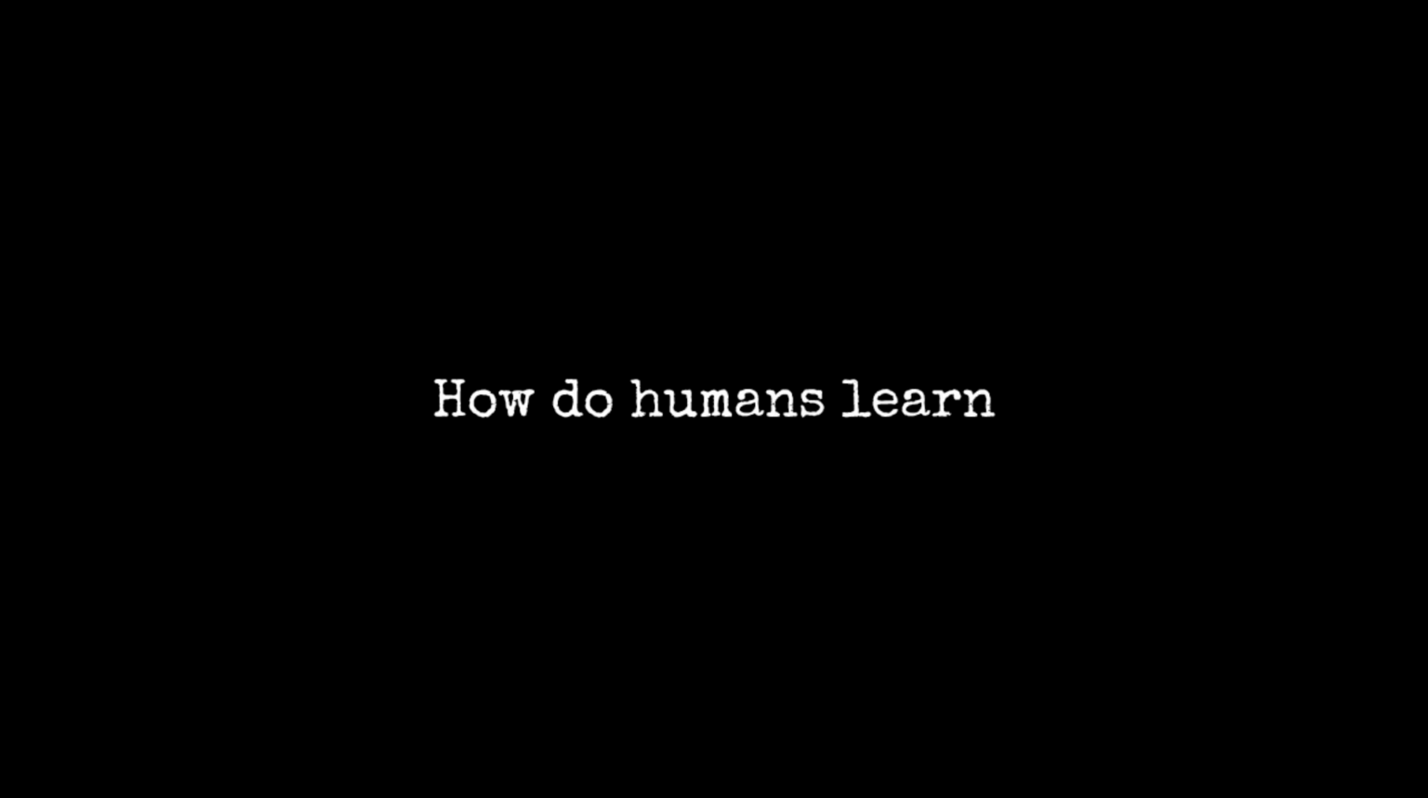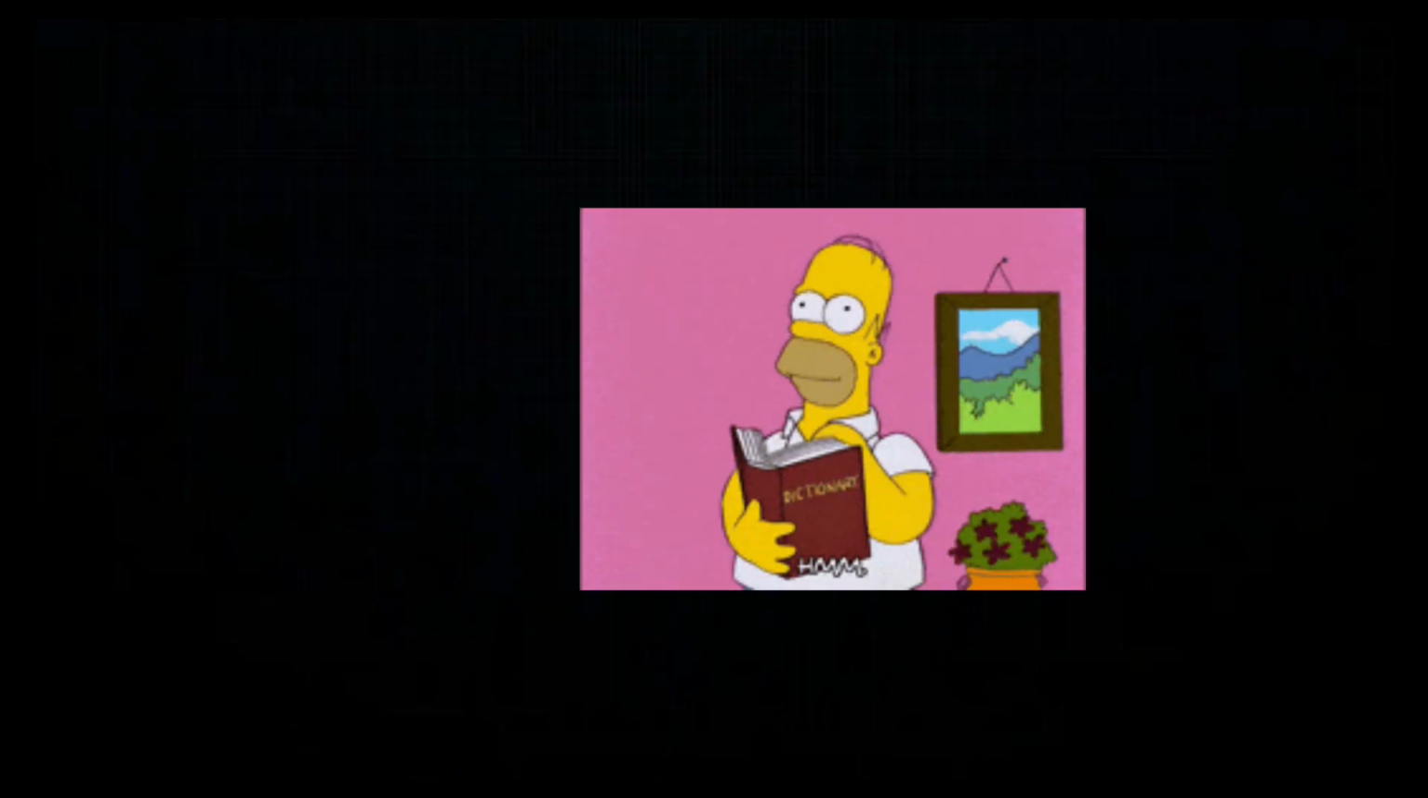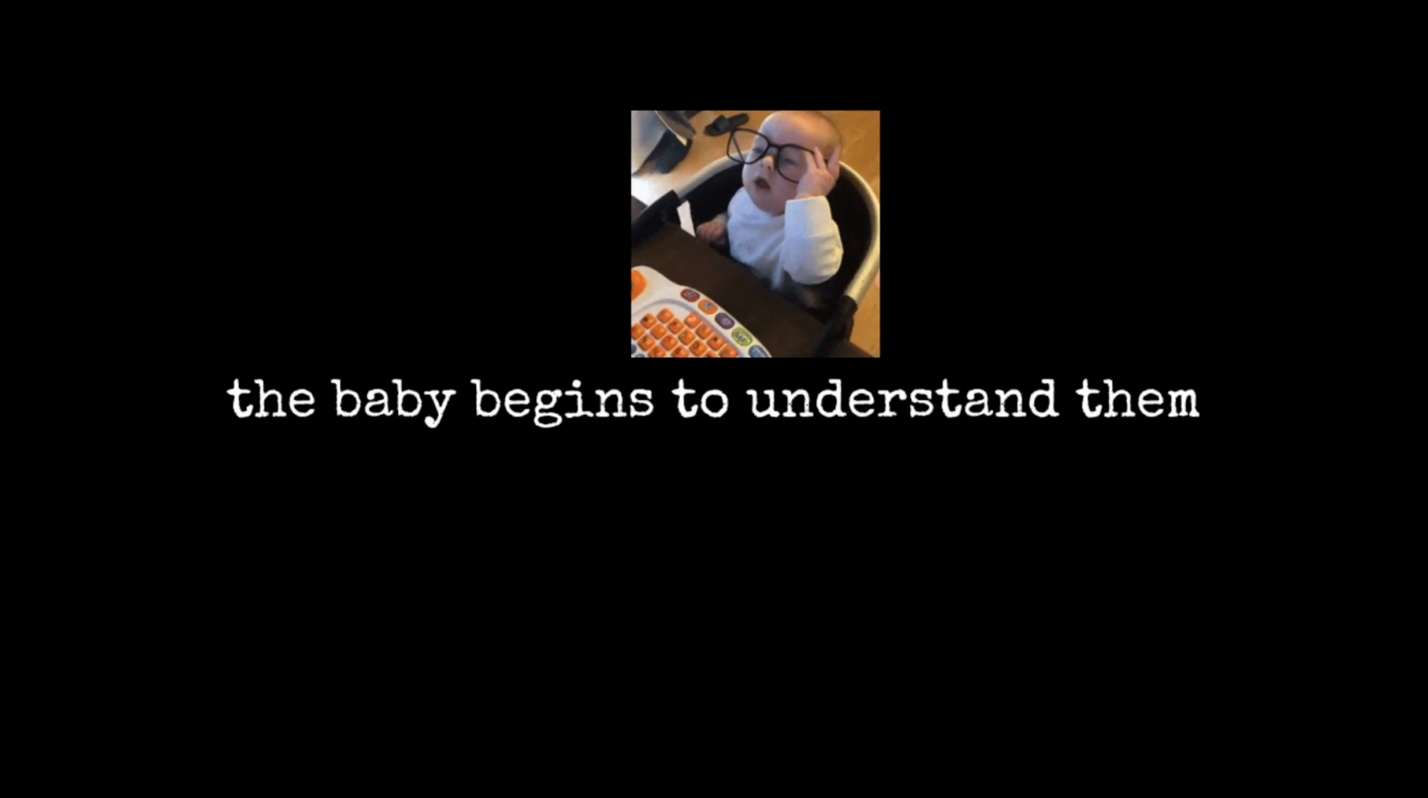How do humans learn? Think about how a child learns. Nobody hands a baby a dictionary. Instead, the baby hears words over and over. Mama, dada, milk, dog. After hearing these words thousands of times, the baby begins to understand them. AI learns in a similar way. It studies huge amounts of information and looks for patterns. The more examples it sees, the better it becomes.